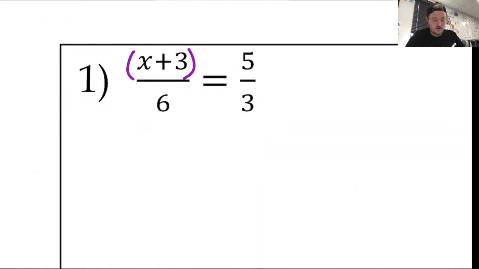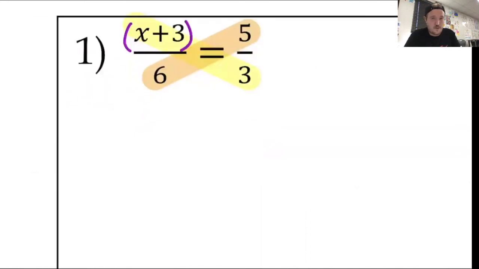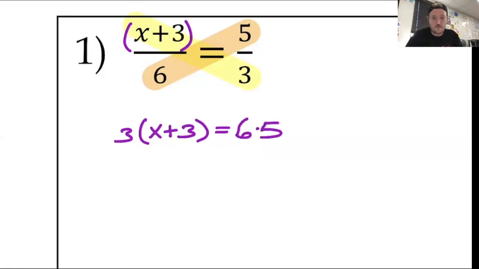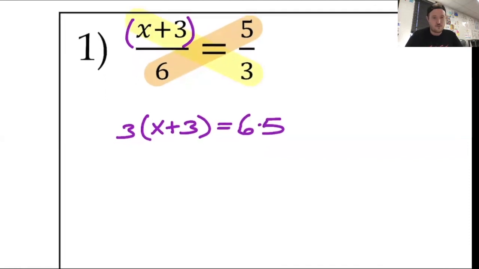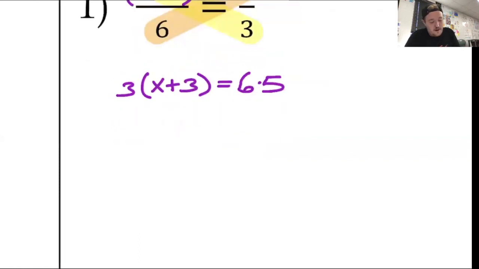Then you can do your cross products. So now I'm going to cross multiply. Feel free to get creative with your colors. I'm going to multiply 3 times (x plus 3). And on the other side, I'm going to have 6 times 5. So here's where the parentheses are crucial. The parentheses are what tell you that you have to distribute. Because if you didn't write those parentheses, you wouldn't distribute and everything would just be messed up. So now you can distribute.